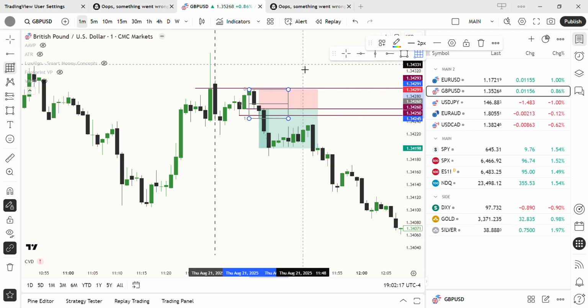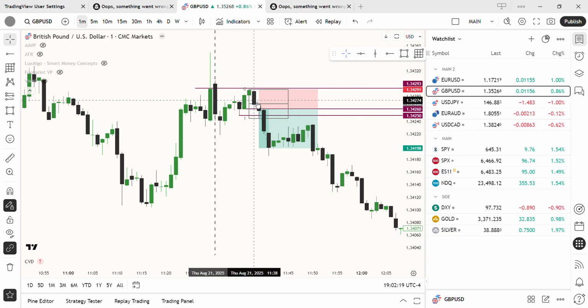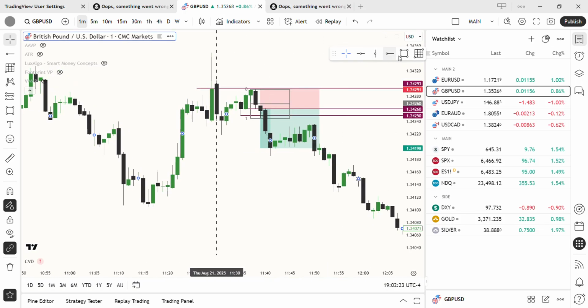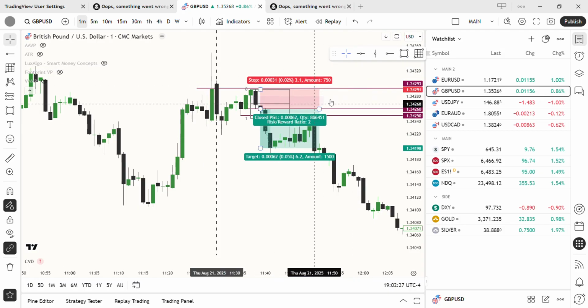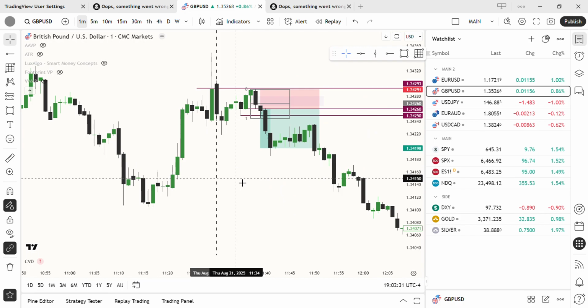Yeah, no equilibrium. We don't feel this fair value gap here. So Class C setup, 2% risk. Hit it though. Consolidates, bam, down.